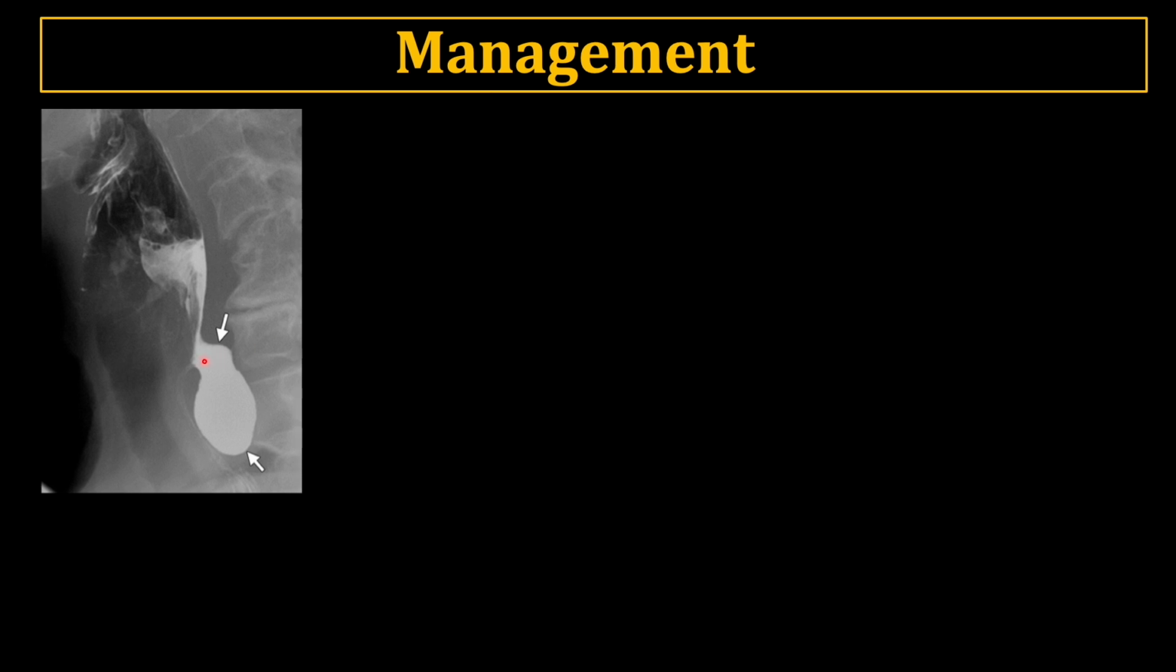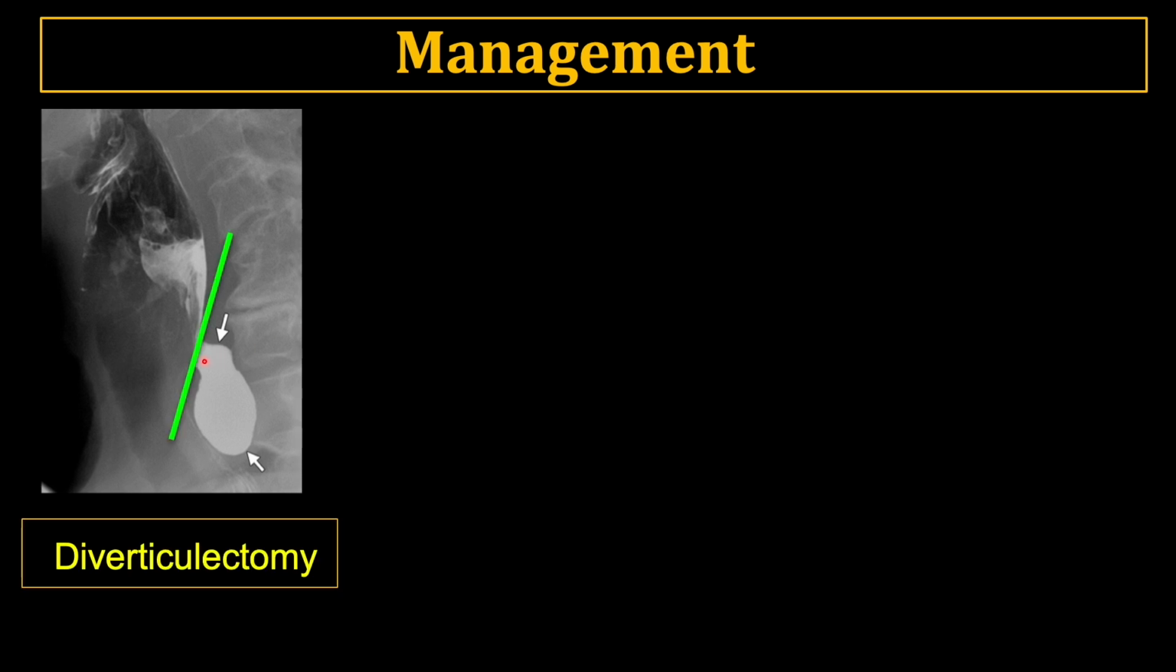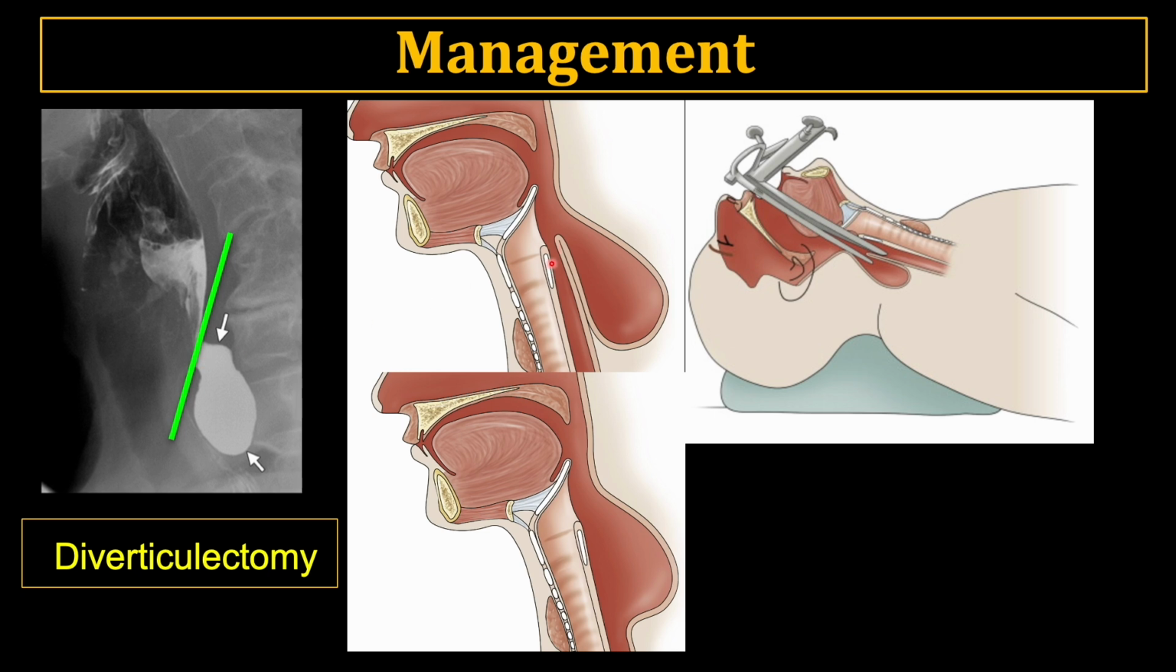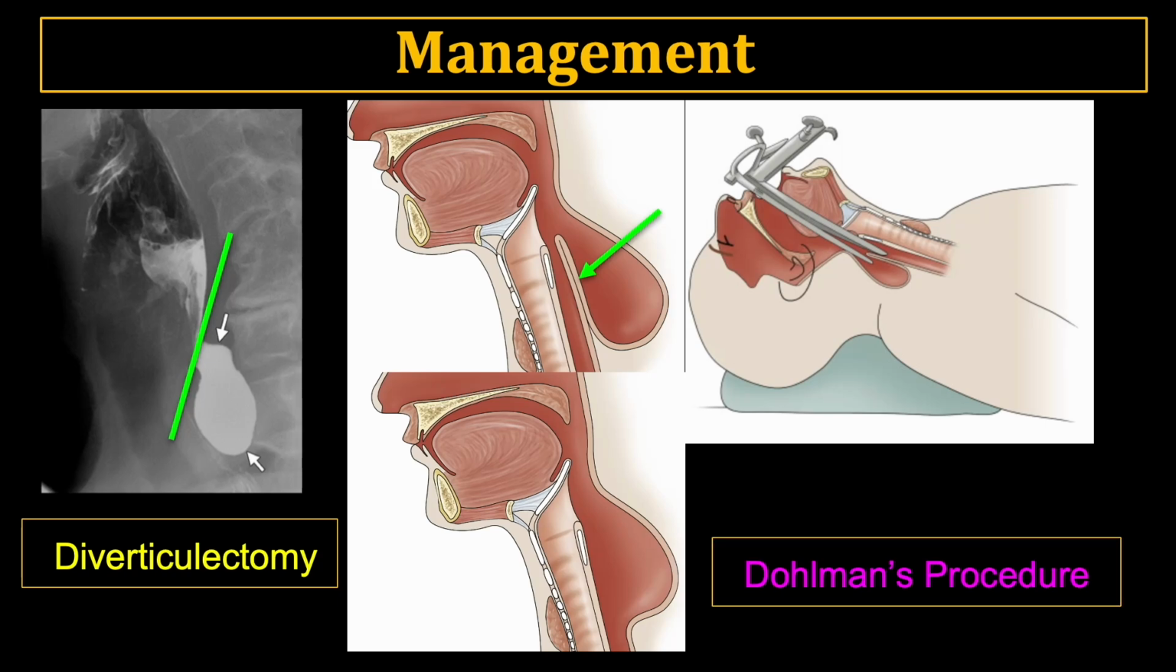Management of Zenker's diverticulum is excision of the pouch, that is diverticulectomy, or an endoscopic procedure where, endoscopically, the septum between the diverticular pouch and the esophagus is cut to create a common cavity so that the food is not collected. The procedure is known as the Dohlman procedure.